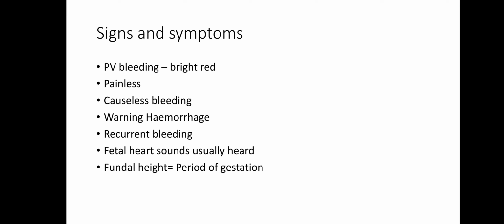Meaning, if by dates and by ultrasound she's 34 weeks, when you palpate the fundal height, if it's previa, the fundal height will be at 34 weeks. However, if it's abruptio, it might be at 36, 38 weeks. Because in abruptio, there's a lot of blood accumulation around the uterus walls, increasing the height of the fundus.